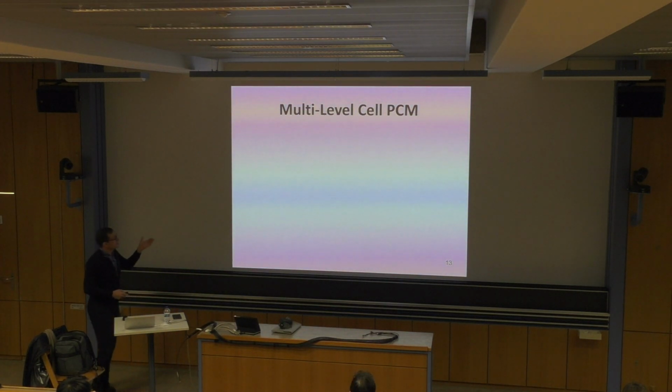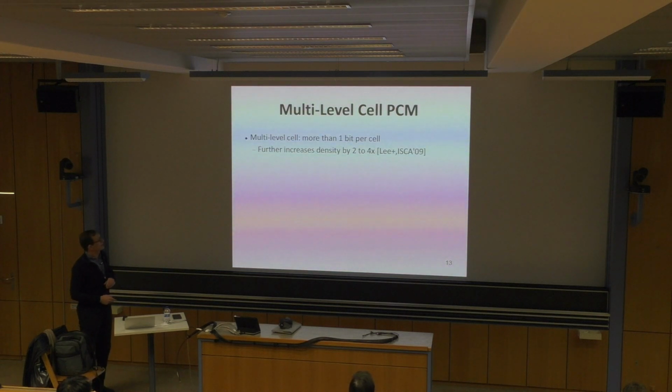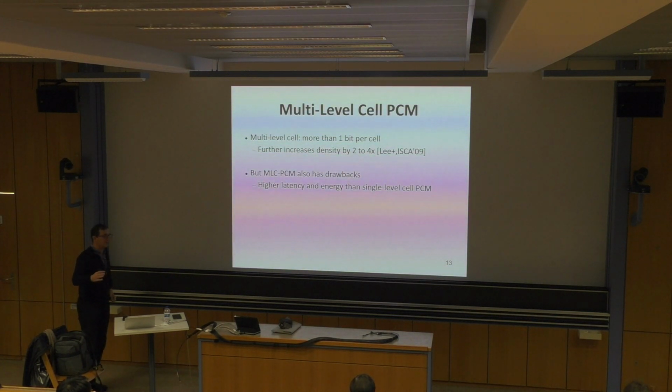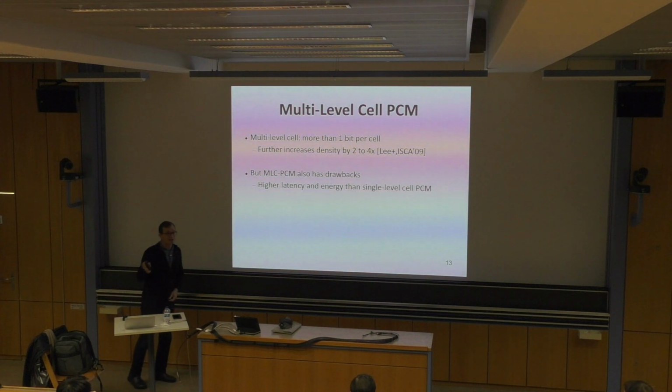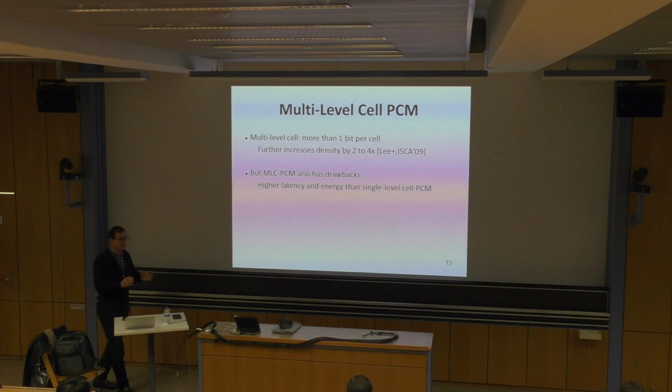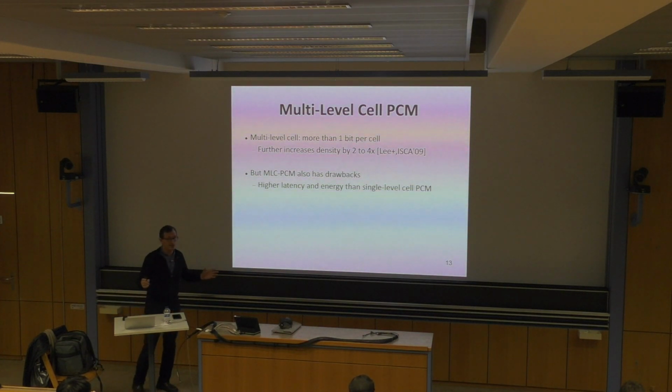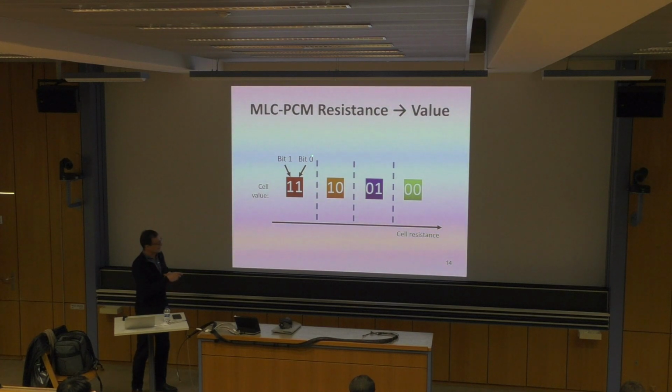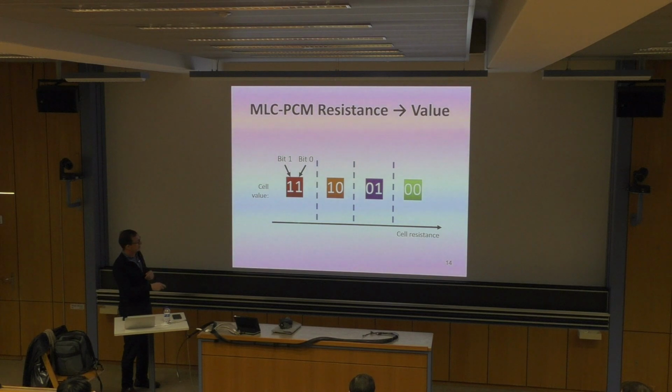Okay, if you look at the multi-level cell PCM, it can store more than 1 bit per cell. It can increase density by 2 to 4x, and actually more right now. But when you go to multi-level cell, it's not for free. You gain capacity clearly by chopping up your resistance range into finer grain, as you can see over here. In this case, 4, and now you can encode this resistance range as 1 1, this resistance range 1 0, 0 1, and 0 0.